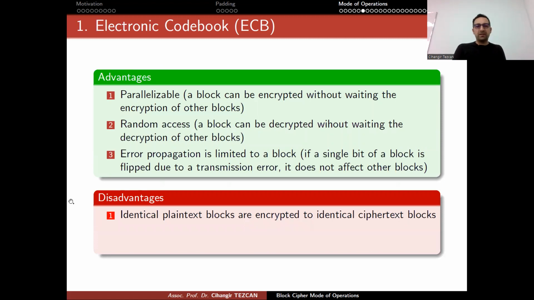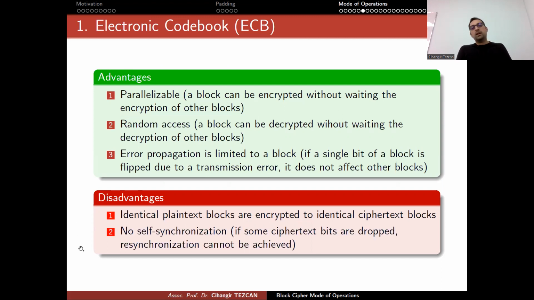But of course, we already mentioned that you cannot use ECB because it has the following disadvantages. Identical plaintext blocks are encrypted to identical ciphertext blocks. So this is unacceptable, and this is why you cannot use it in practice.